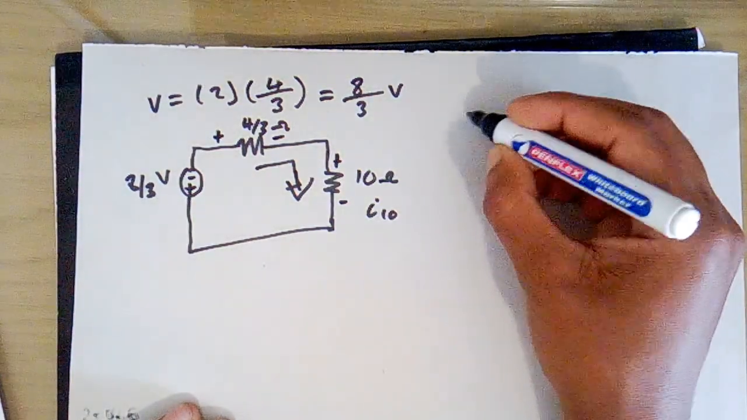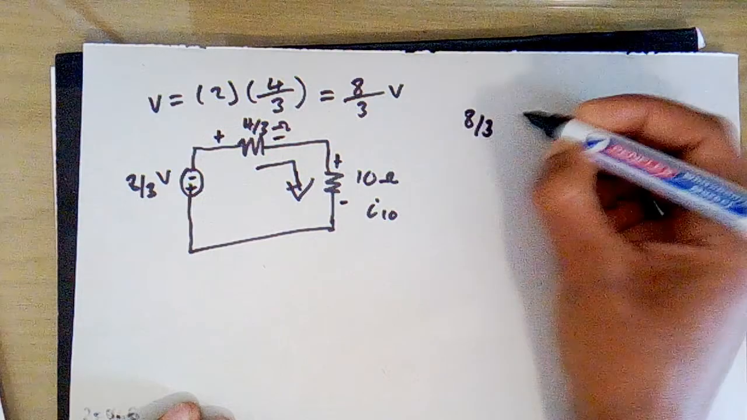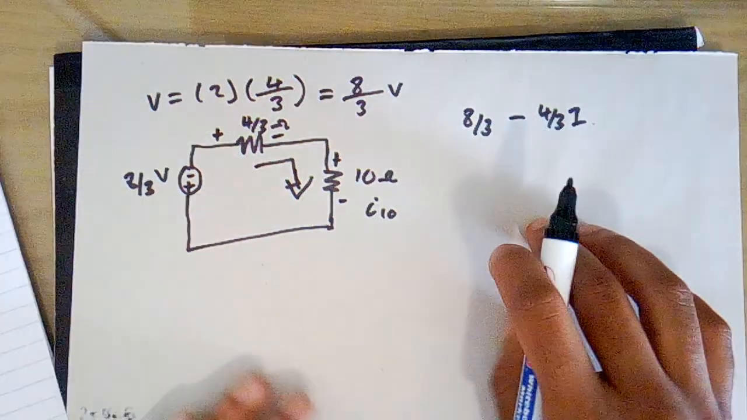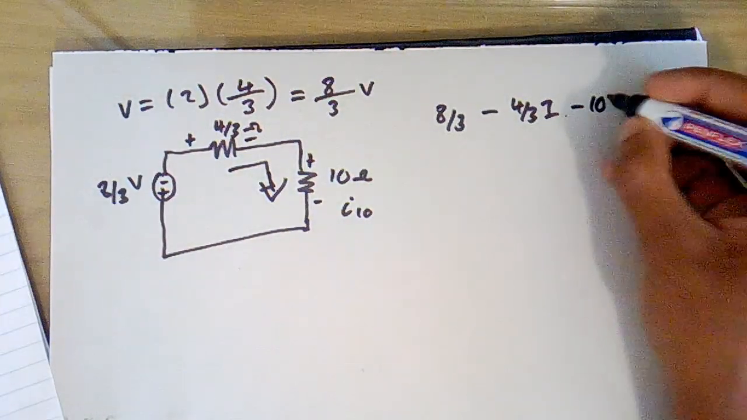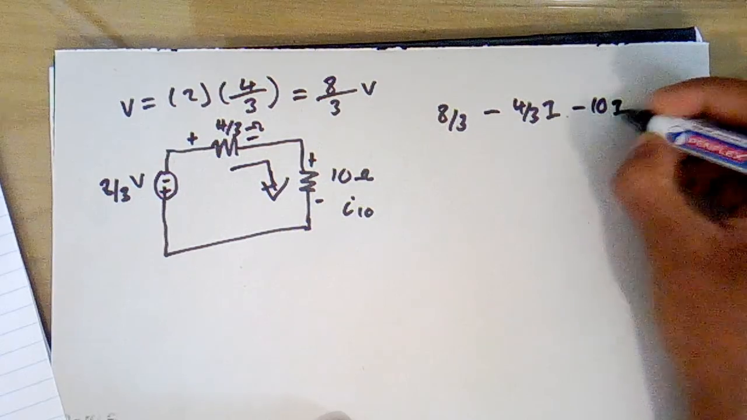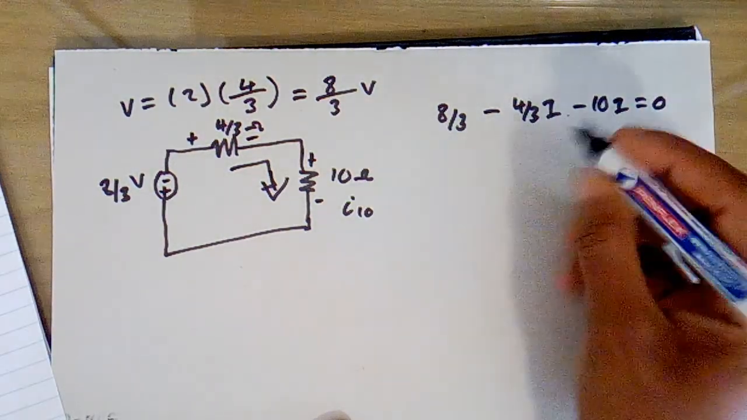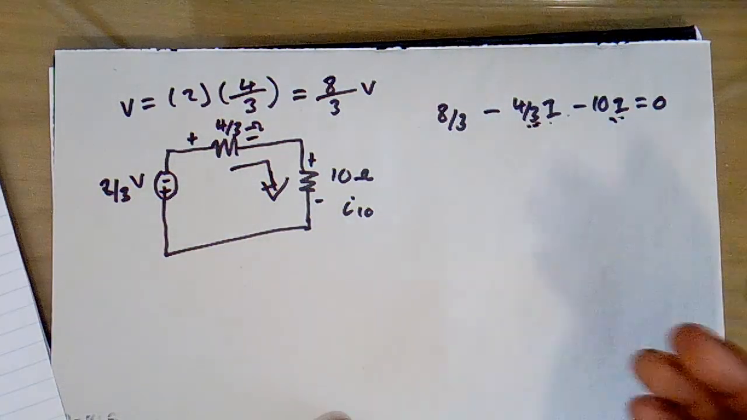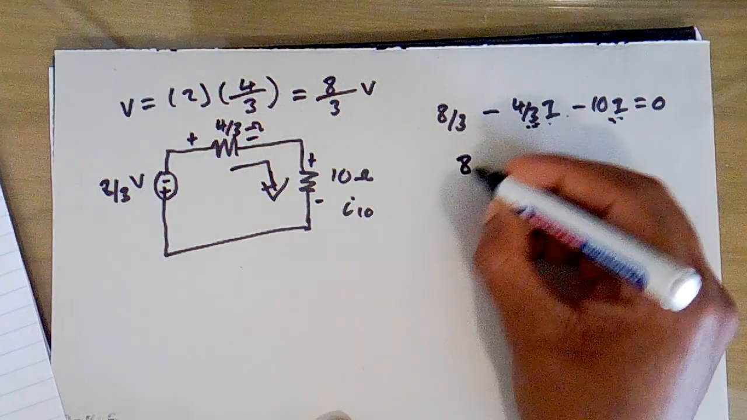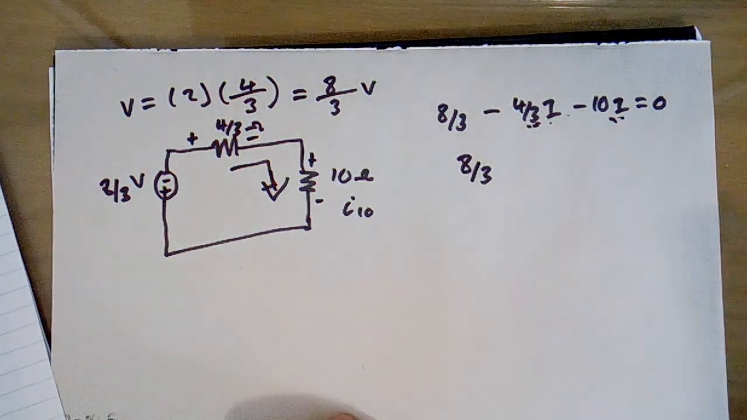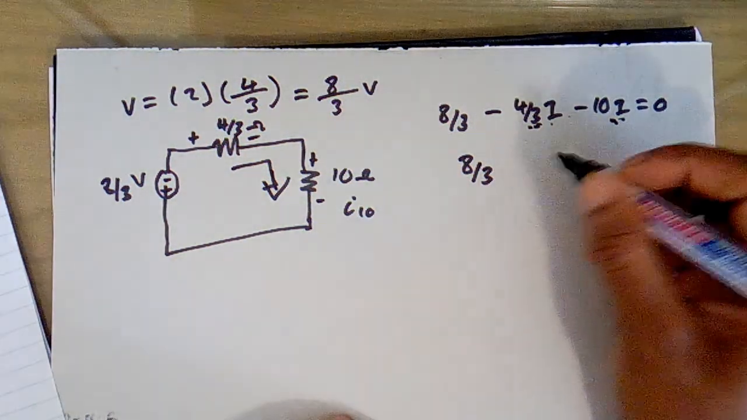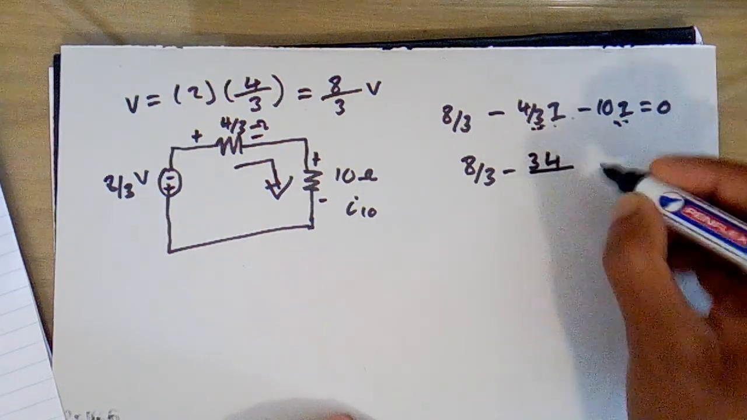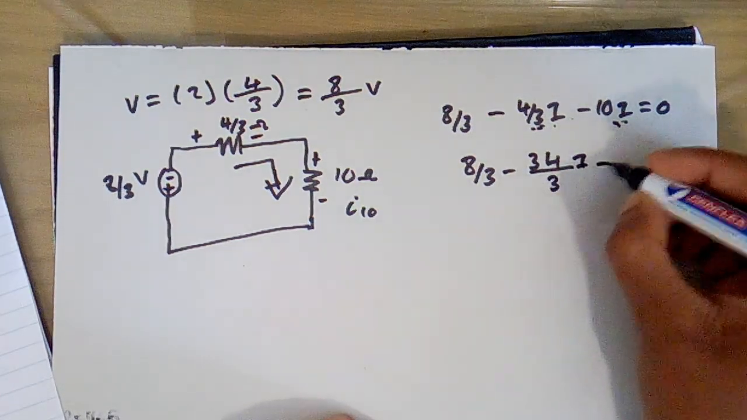So this will be 8 over 3 minus 4 over 3 I minus 10 I equals 0. And now, since they have the same current, because current in a series circuit is always the same, you can add them. This will give you 30 minus 34 over 3 I equals 0.